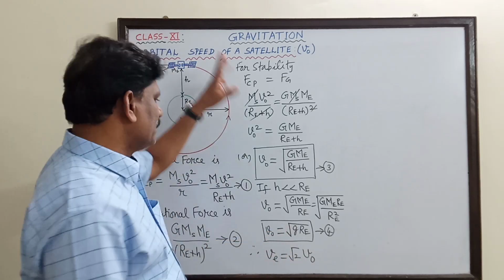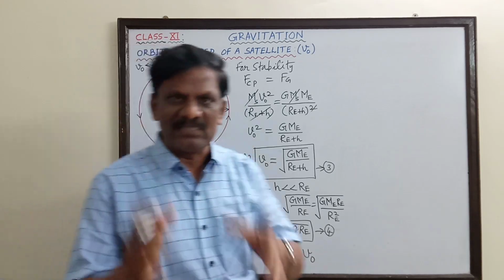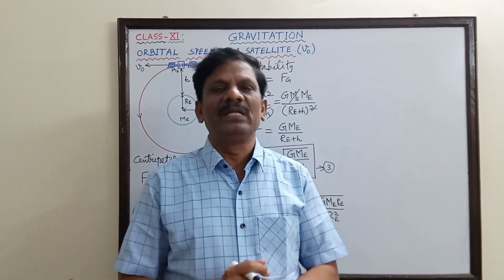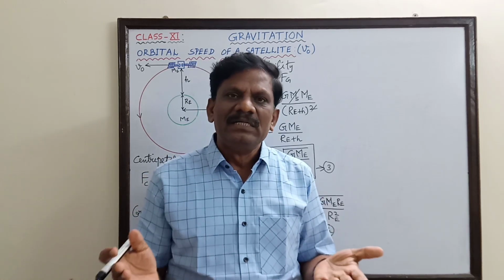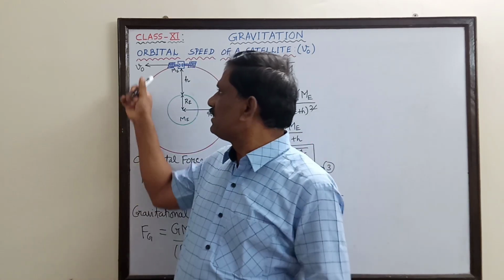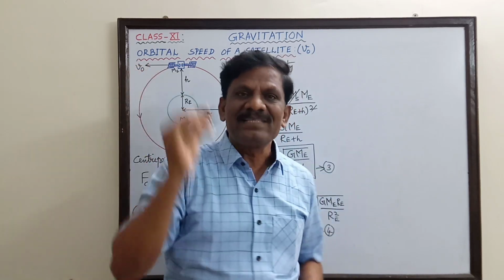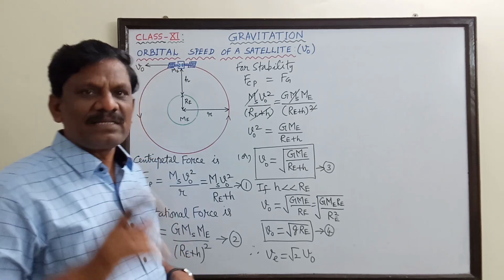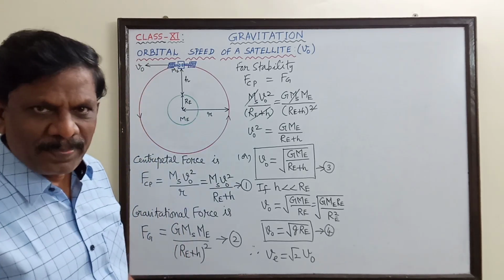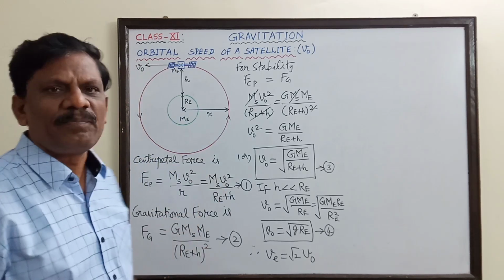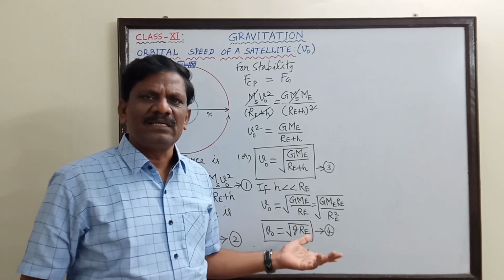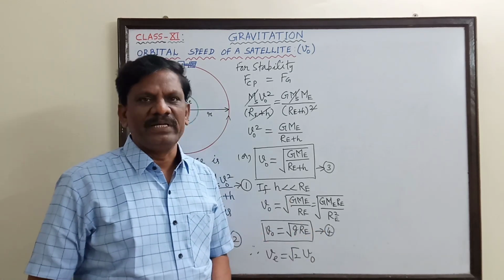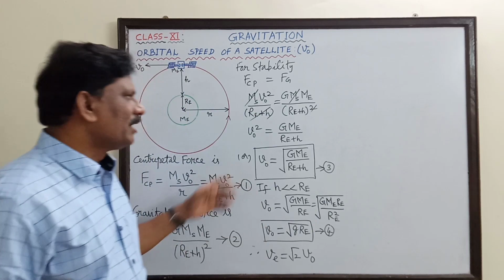Now, my dear students, this is the expression for the orbital velocity. How do you define orbital velocity or orbital speed? It is the horizontal speed that has to be imparted to a body at a desired height so that it revolves around the planet, say Earth, with a constant speed. Okay? So that is orbital velocity.